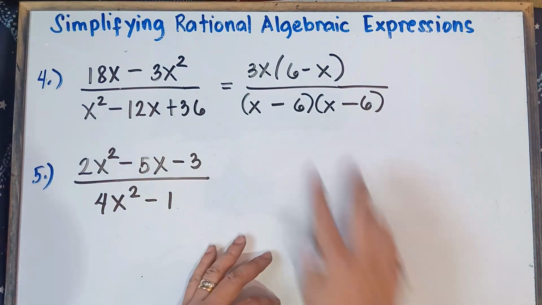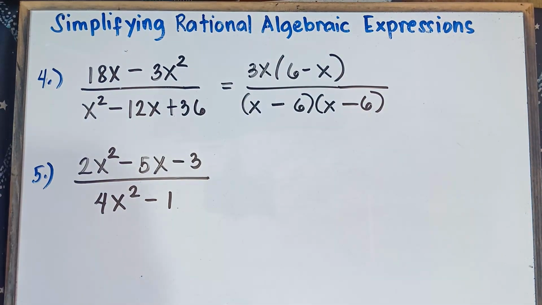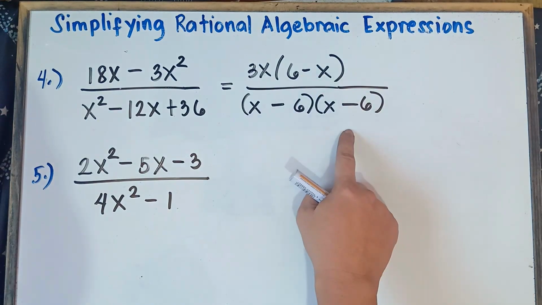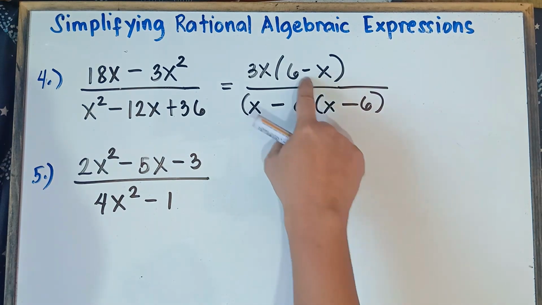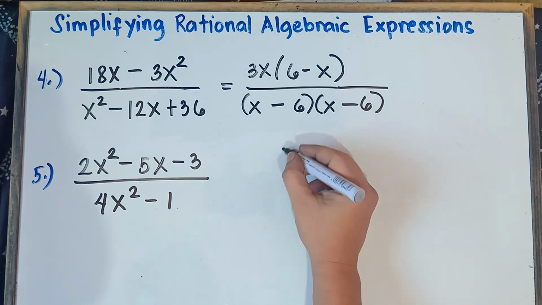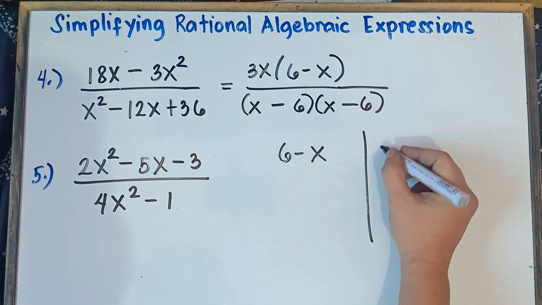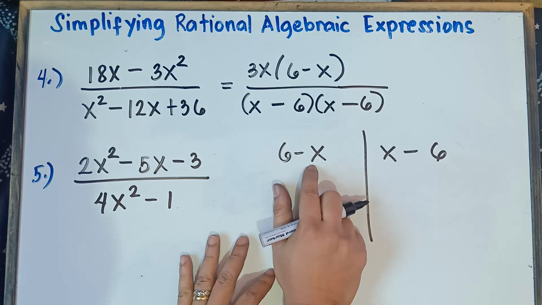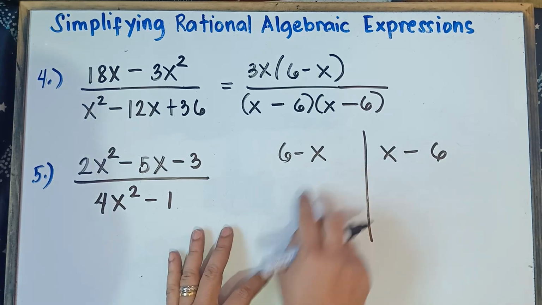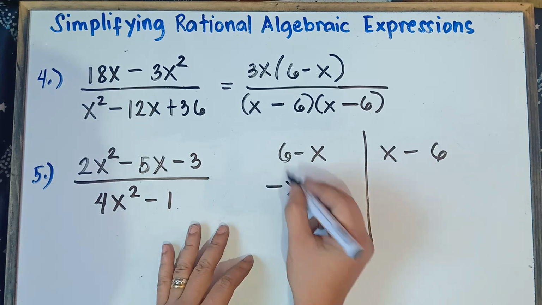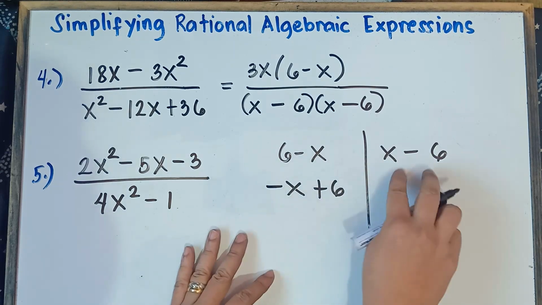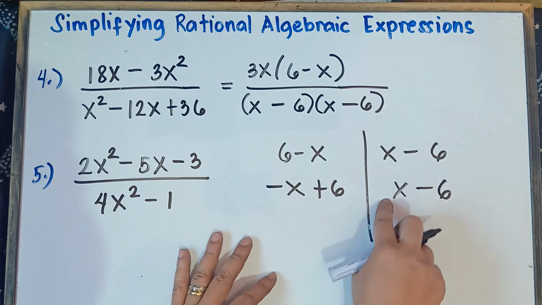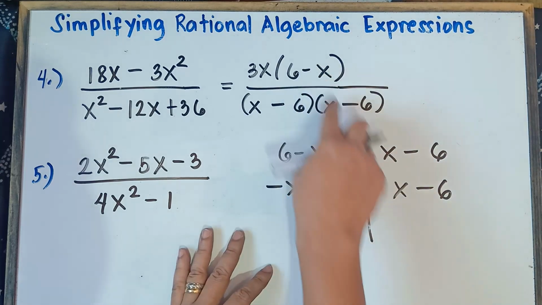Alright, now question, is this our final answer? Nope, this is not yet our final answer. Once again, class, you cannot simply cancel this out because this is not the same. 6 minus x is very different from x minus 6. Our x here is negative, this one is positive. So you can arrange this one, negative x, and then positive 6. This is not the same because this is positive x and then minus 6. This is very different, class. This is positive, this is negative. So therefore, we cannot cancel this out.